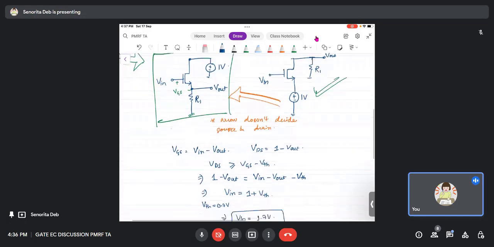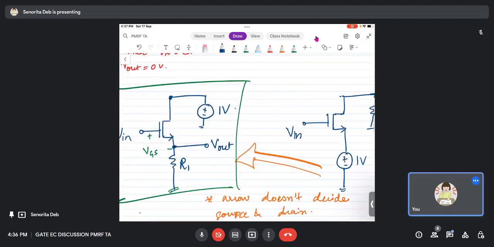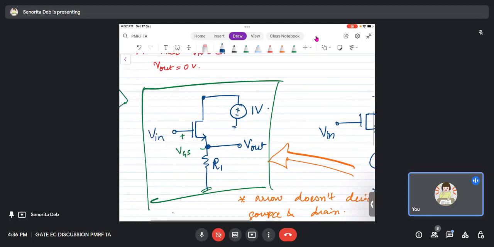And what will happen after that? Can V out increase from 1 volt? What will happen if V out starts increasing from 1 volt? Then this will become drain, this will become source, right? And you will see from analysis that this cannot happen. The maximum value of V out that it will reach is 1 volt.